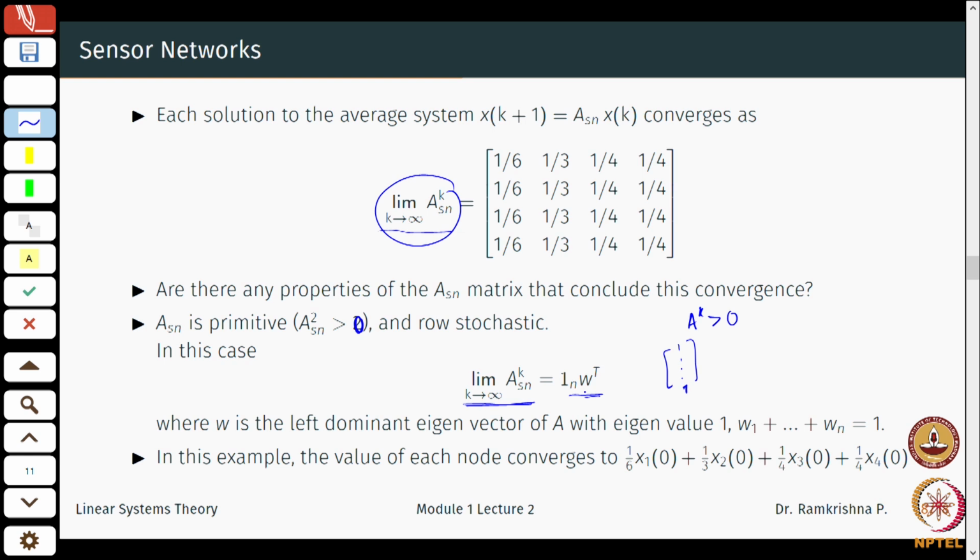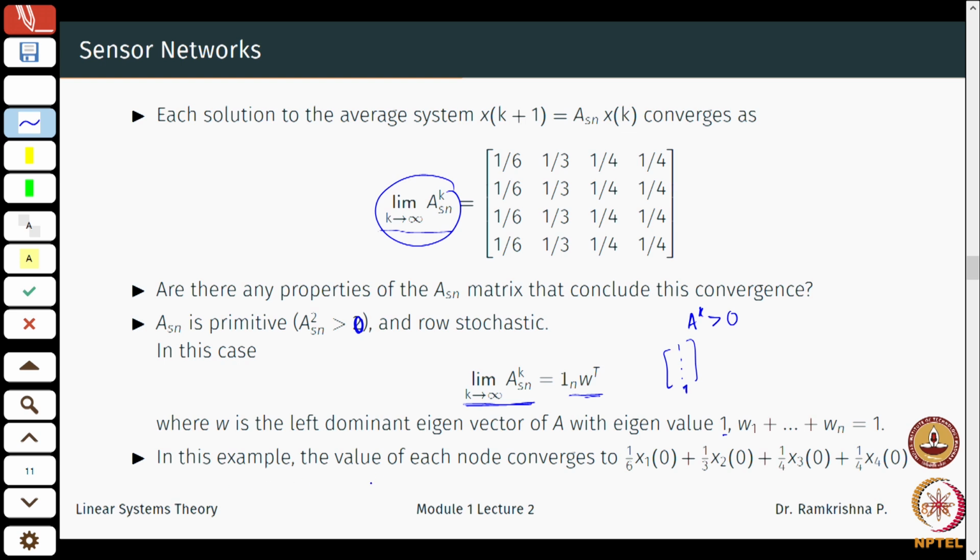Okay. Now, what is this W? The W is the left dominant eigenvector of A with eigenvalue 1. Okay. We are not really interested in how to compute this, or what the dominant eigenvalue is. The idea here is to show you that there are some hidden properties of these matrices which we can exploit to solve the problem at hand, right.